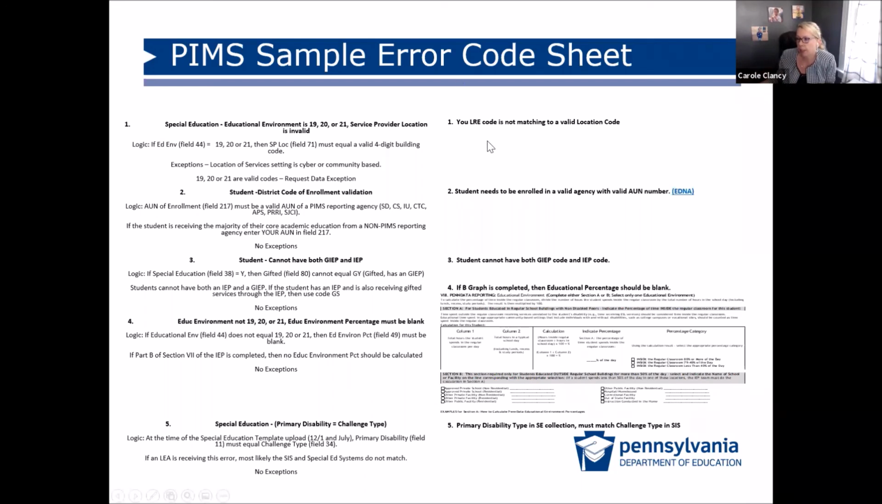The next area you have is student district code of enrollment validation. And then you have all these words underneath of it. All this number 2 means is that you need a valid AUN number. So when you get this code, that means that there is not a valid AUN number in the service provider field or in the location field. So you can go to the EDNA, which is a live link. Let me see if it comes up for you.